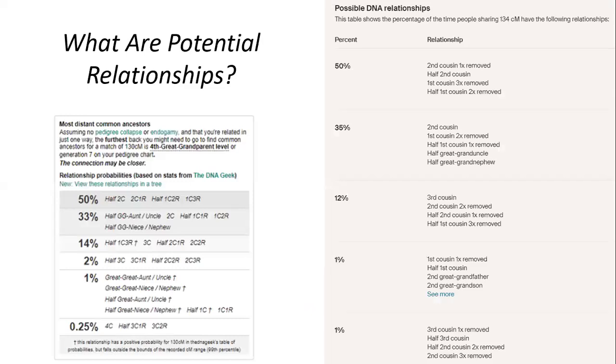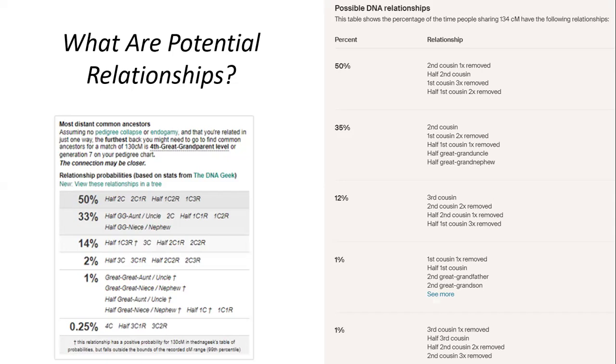So what are potential relationships? These are the relationships that when you put in the centimorgan number, you are going to get something like one of these, depending on what program you use. DNA Painter is the one under the title there. And what they're showing is that there's a 50% chance you're going to be second cousin once removed, half second cousin, first cousin 3 times removed, half first cousin 2 times removed. Handy, isn't it? What's the problem? Which one of these fit? That's when we got to do some more work on this, okay?